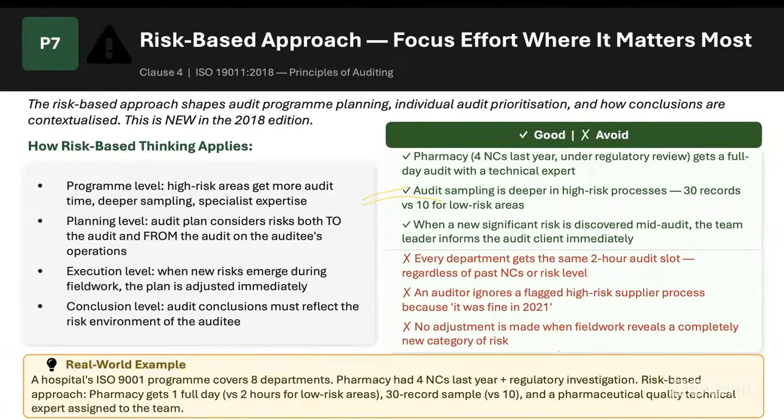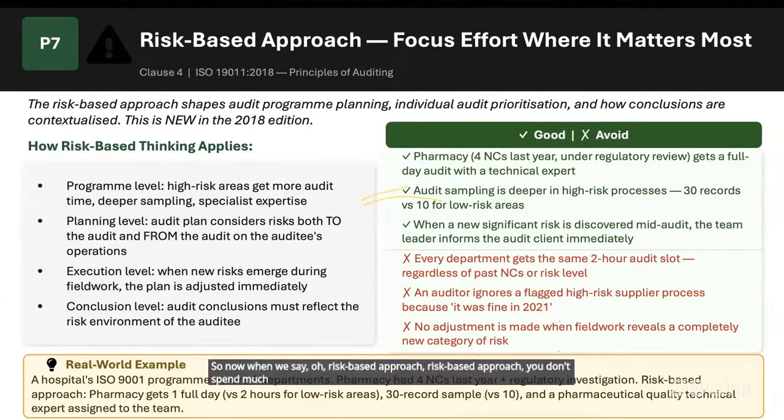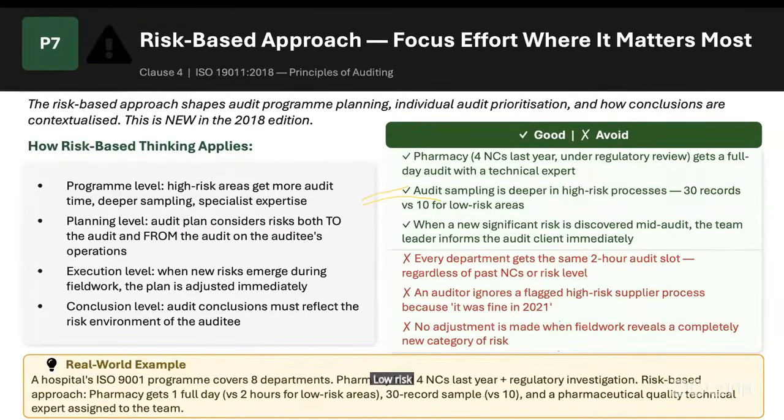So now, when we say risk-based approach, you don't spend much audit time, audit resources, audit hours on a process that is considered low risk to the organization. Now, risk appetite differs from organization to organization.